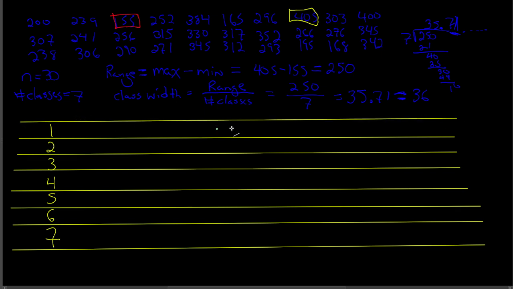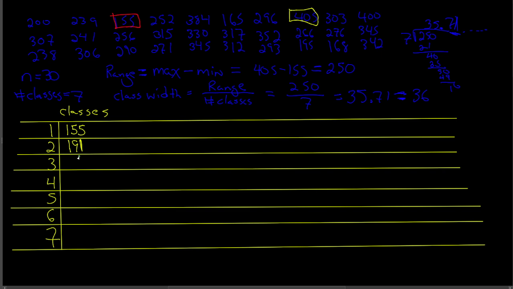And so here will be my classes. Again, this 1 through 7 is just for me to remember my space. If you look at the examples in the book, they don't use it. And so it says start with the minimum value here. And so all of the lower class limits are going to be separated by my class width. So I can add 36 to 155, which gives me 191.